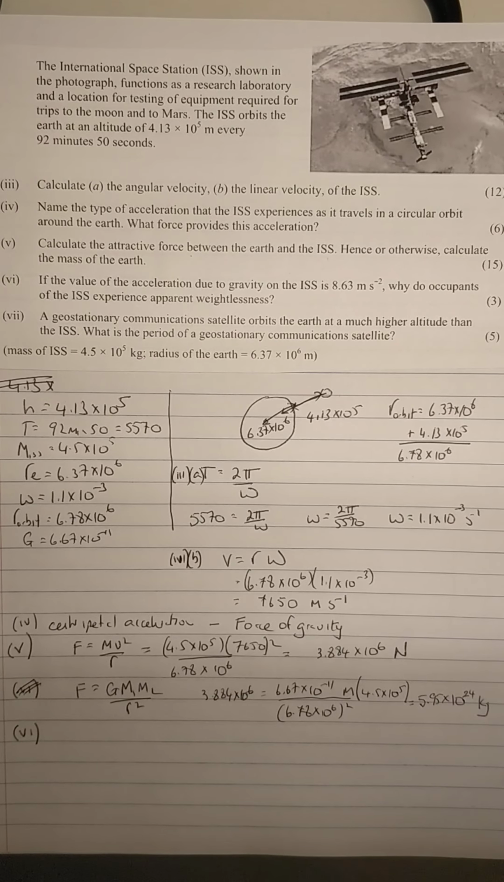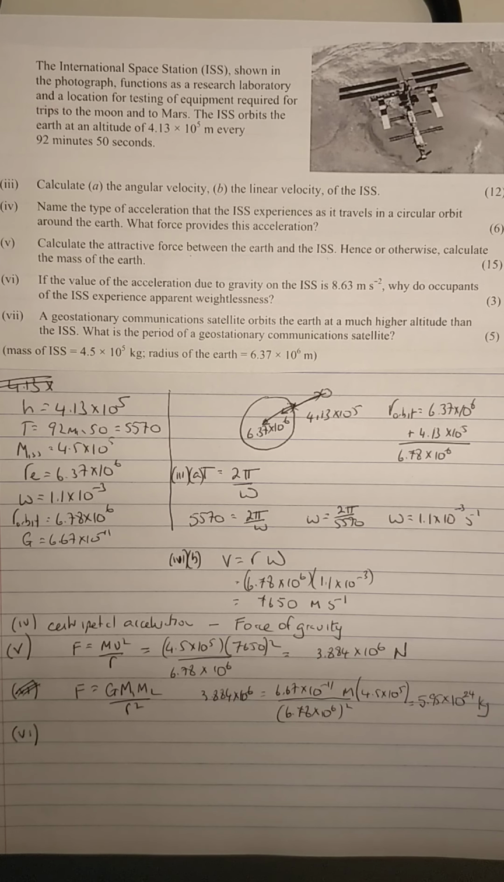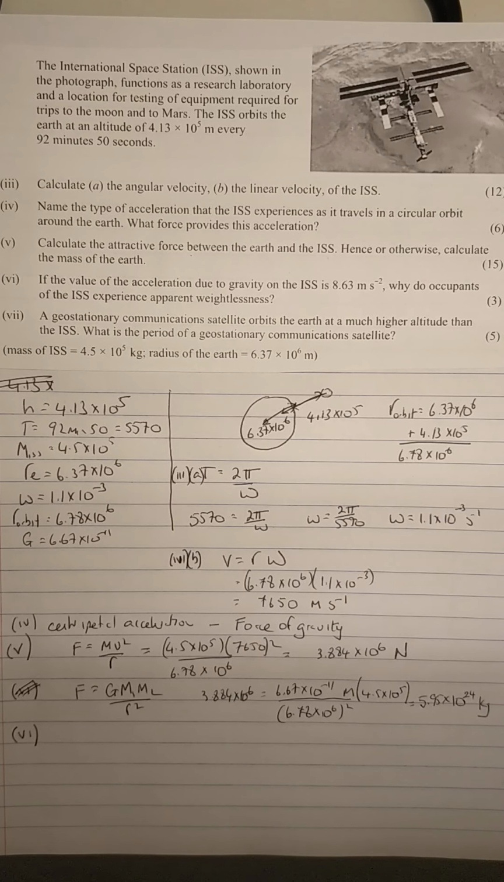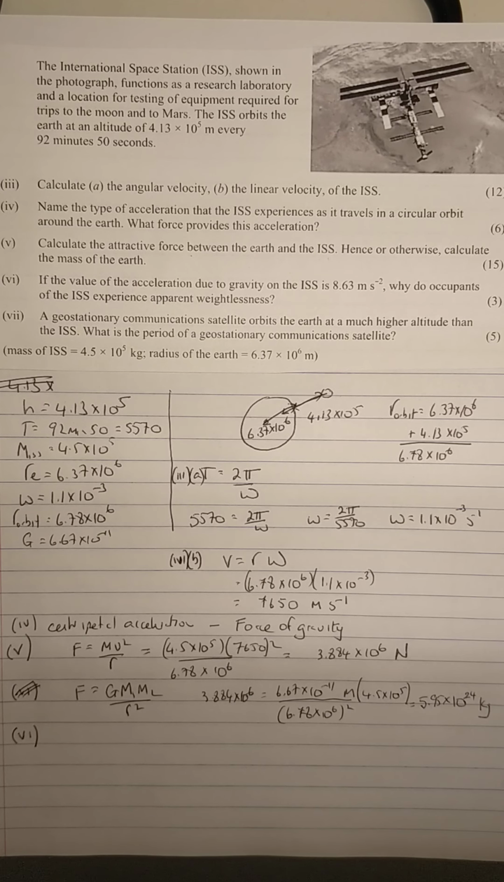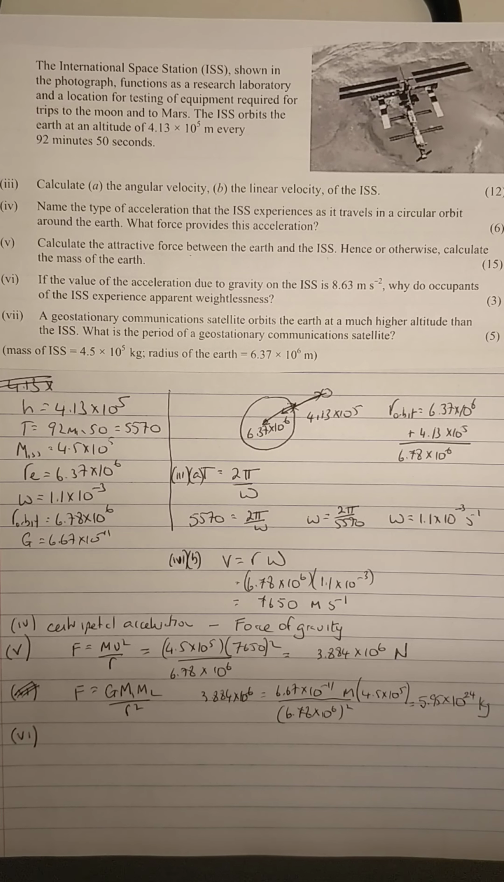Now part 6. If the value of the acceleration of gravity in the ISS is 8.63, why do occupants of the ISS experience apparent weightlessness? Remember we've looked at this before. The people in the ISS are accelerating due to gravity towards the Earth's surface at 8.683 meters per second squared. But the ISS is also accelerating due to gravity at the same rate. So the acceleration of the astronauts relative to the station is 0, and they experience weightlessness.